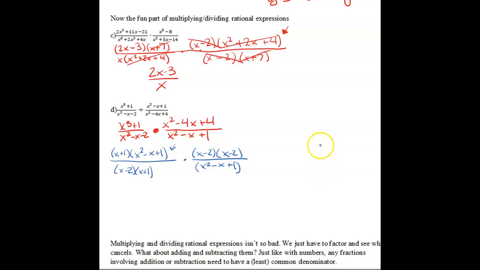Alright, so I've got this factored. Now I'm just going to cancel. Canceling's the fun part because you get to get rid of all the negativity. So, big cancel, big cancel. So, all that I've really got left is x minus 2 over 1, which is still just x minus 2. Alright, so that's it. It's a lot prettier than what it was.